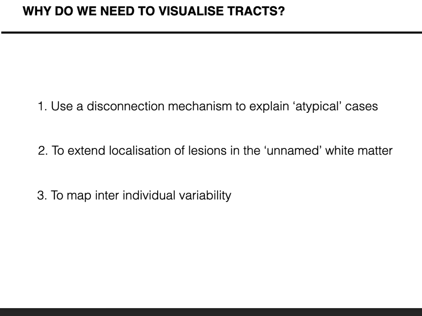Here are three answers that I provide for you. The first one is that we can use it to identify atypical cases using a disconnection mechanism or a remote disconnection. We can also map unnamed white matter and extend our localization of lesions into the white matter. And lastly, we can use white matter to identify inter-individual variability. Now let me give you examples for all of these points here.